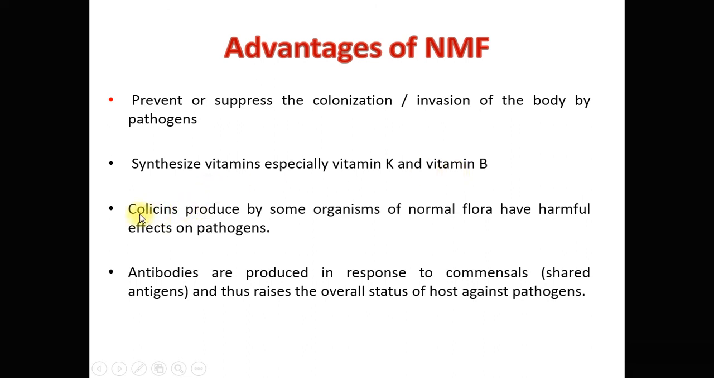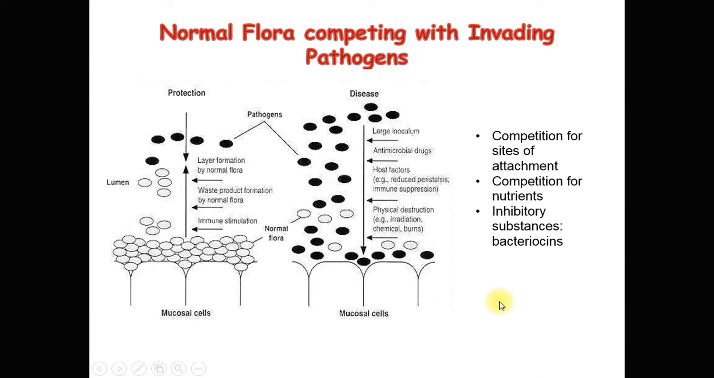The NMF organisms produce some chemicals, called colicins, which have a harmful, inhibitory effect on the pathogens. Because of the NMF, our body is exposed to certain antigens. These antigens are called shared antigens. And in response to the shared antigens, our immune system produces antibodies, which makes our body immune against pathogens.